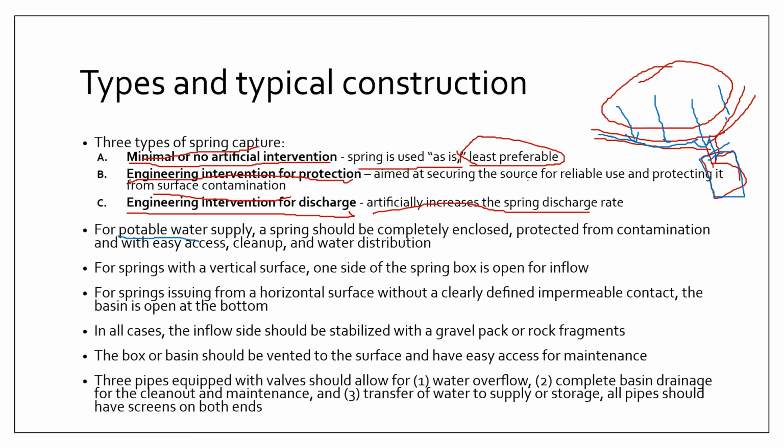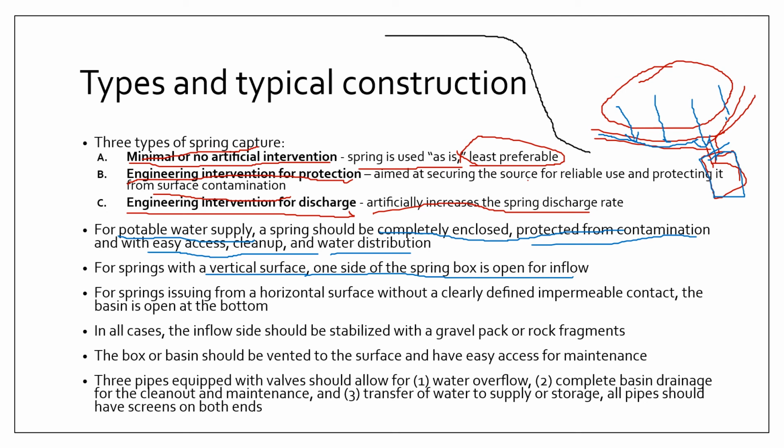Now, for potable water supply purposes, the minimum is to have complete enclosure for your spring. Of course, the purpose of it is to prevent contamination from the surface, as well as to provide access for cleanup, maintenance, and water distribution. All right, a typical construction of a spring box will have one side of the spring box open for inflow in the case of a spring that is actually exposed vertically.